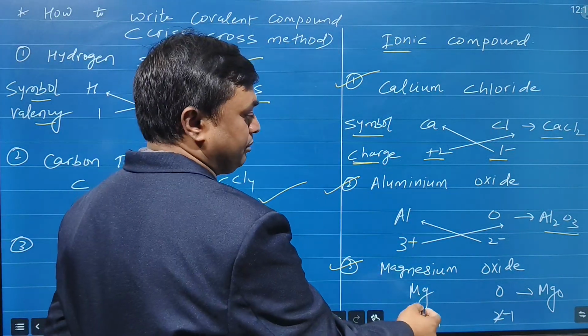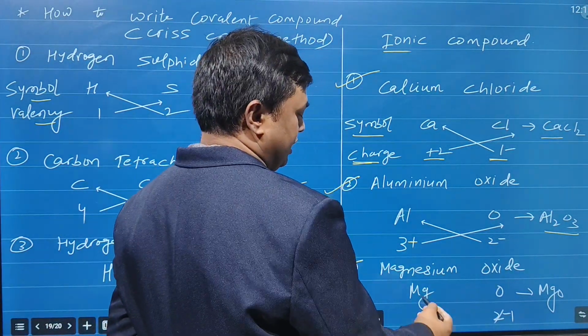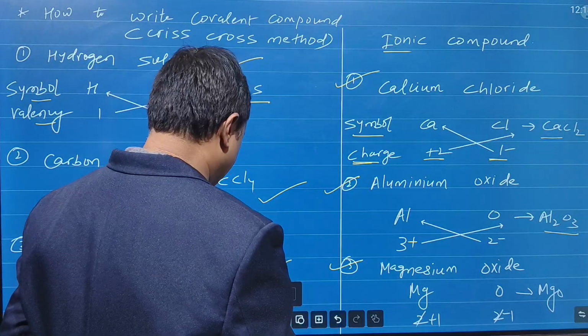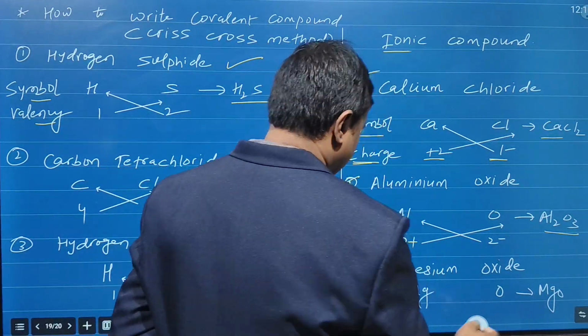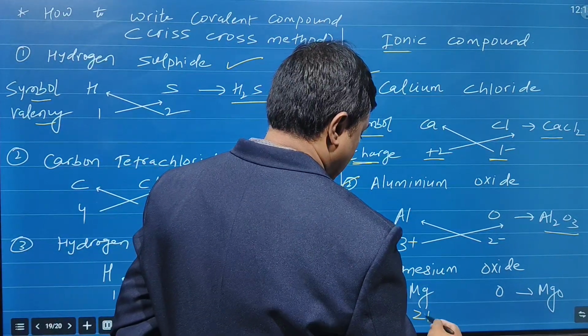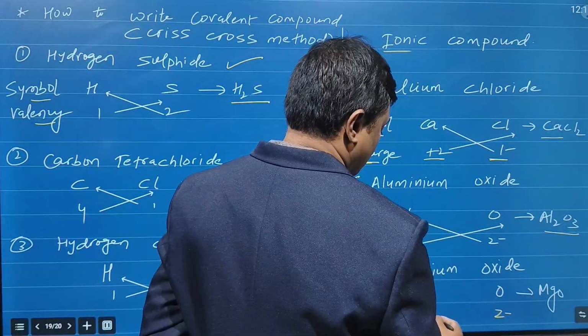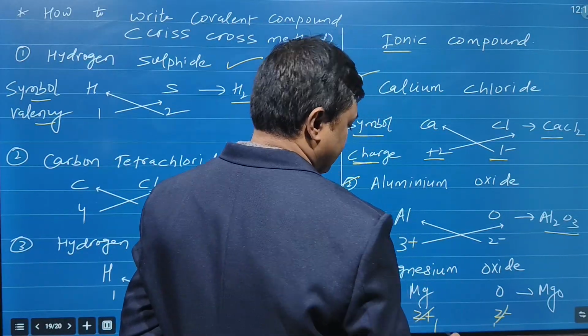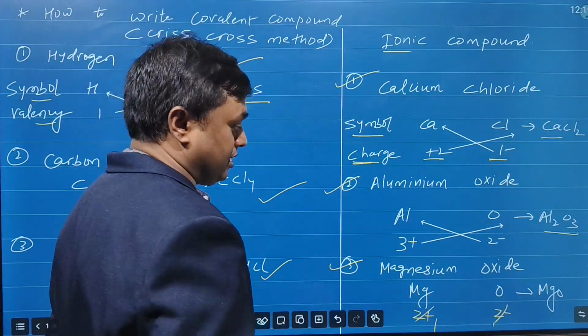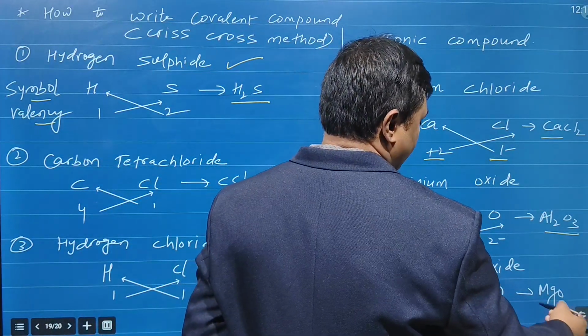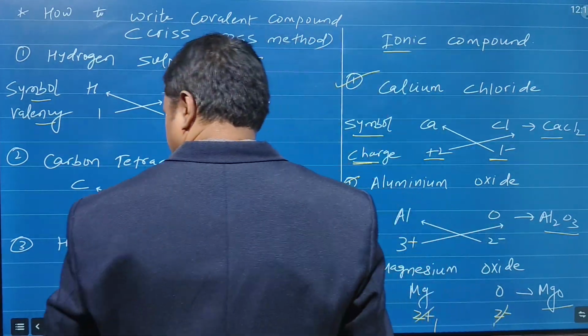Magnesium oxide. Magnesium Mg, oxygen O. Magnesium charge is plus 2, and oxygen charge is minus 2. So plus 2 and minus 2 get cancelled. If they are the same, we can cancel. So 1 we are generally not writing. So Mg1, O1, so MgO. Am I clear?